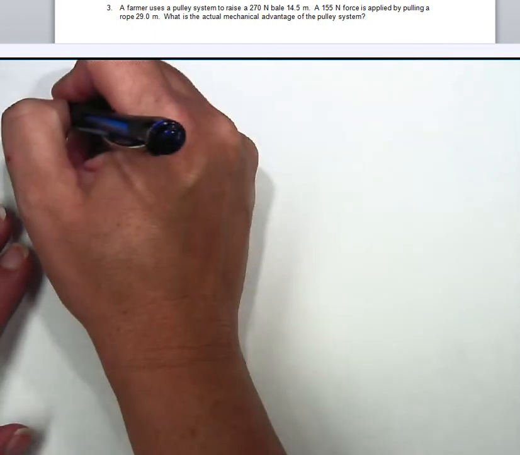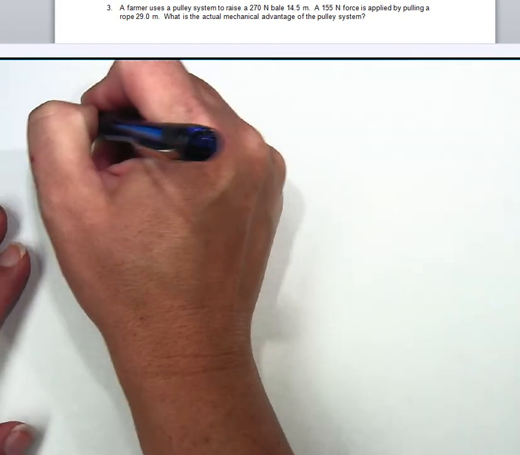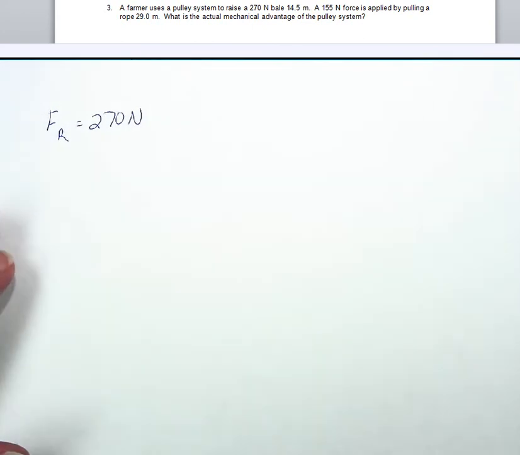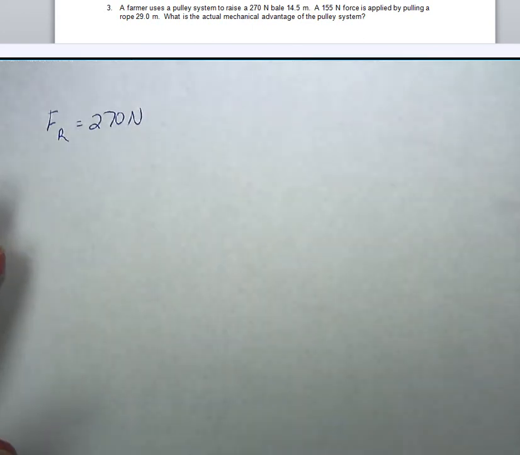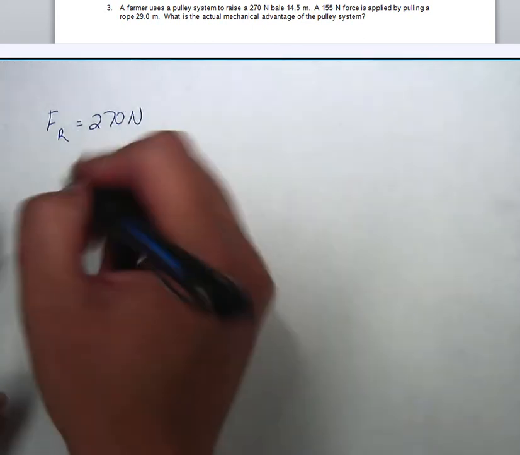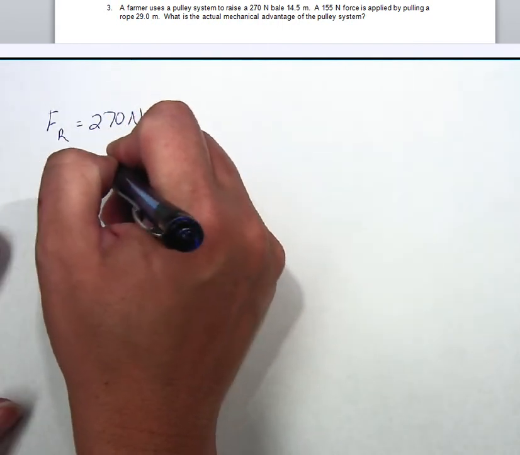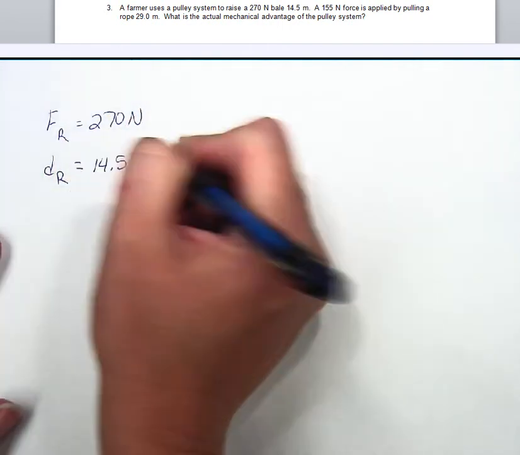In this video, I'm doing one more simple machine pulley problem. So the question this time is, a farmer uses a pulley system to raise a 270 newton bale. So I know that my force of my resistance equals 270 newtons, and it's going to raise it 14.5 meters. So my distance of my resistance equals 14.5 meters.